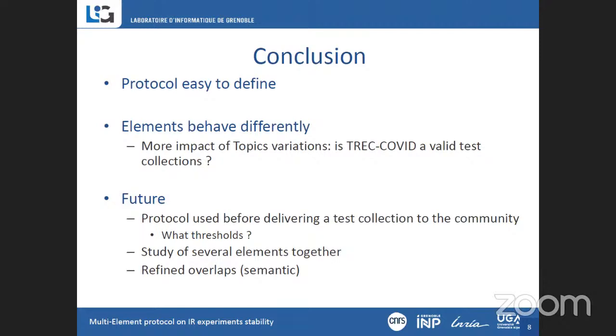So for the future, of course, we will try to use it on other test collections to study several elements taken together, which means that in our case we use on one side documents, on the other side topics, on the other side relevance assessments, and we will study the variation of relevance overlaps of elements taken together. And of course, we need to not only focus on the overlap which is only equality of documents or equality of topics. We have to have overlaps which are more refined and more meaningful. Okay, I'm finished.